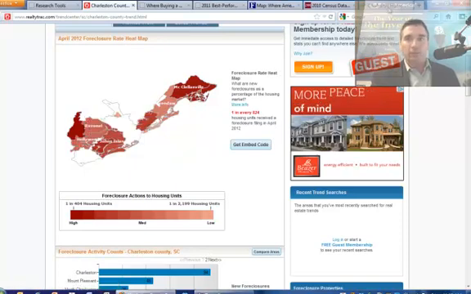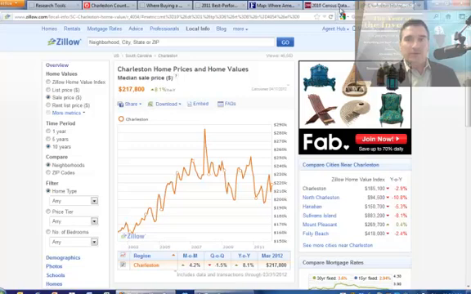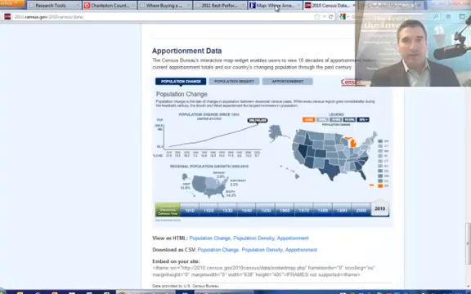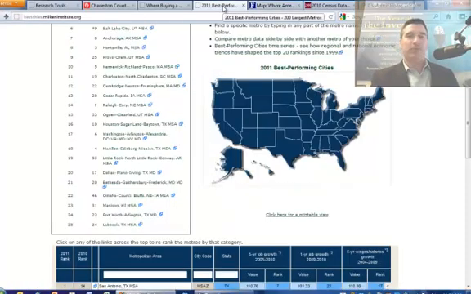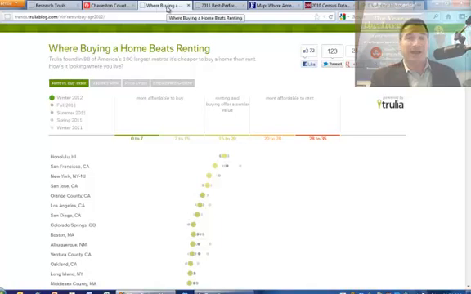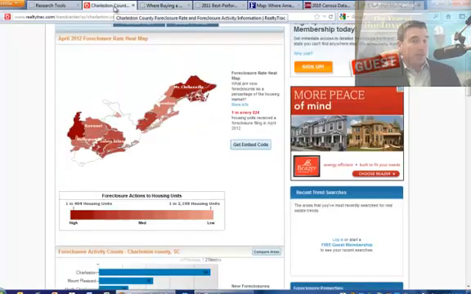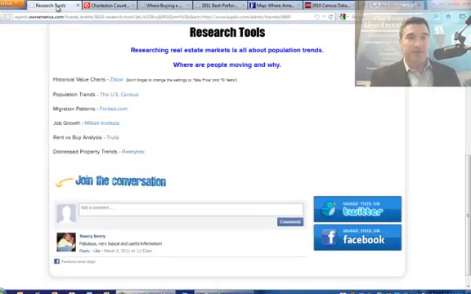So we can see home prices. We can see population growth. We can see migration patterns. We can see the best performing markets in terms of job growth. We can see where it's better to buy than to rent. And we can see what kind of foreclosure exposure these markets have. Interesting stuff. I certainly hope you think so.